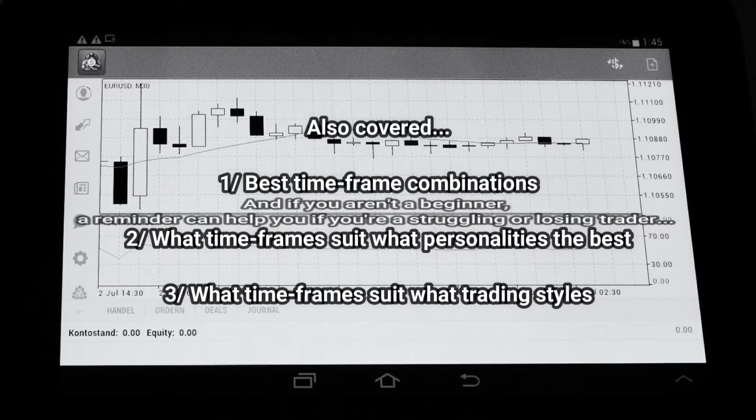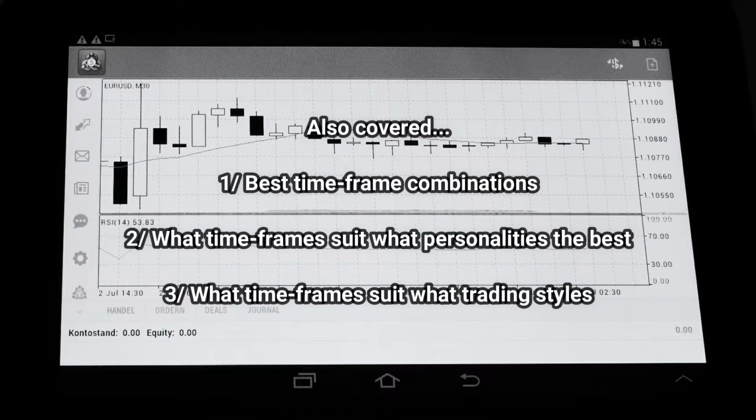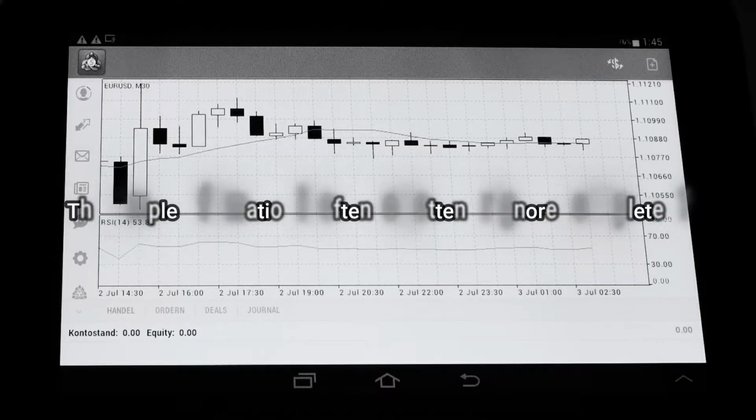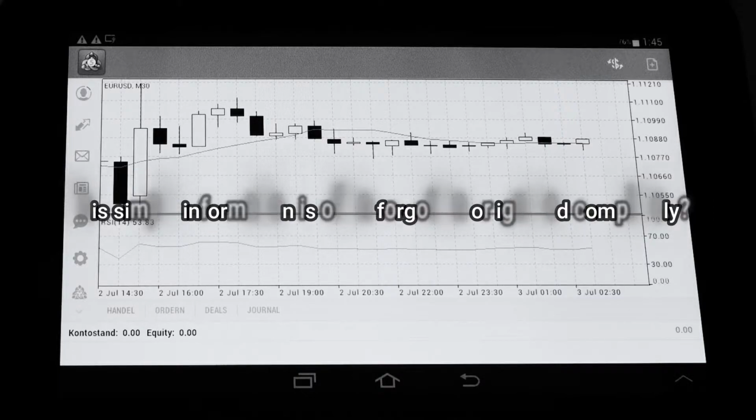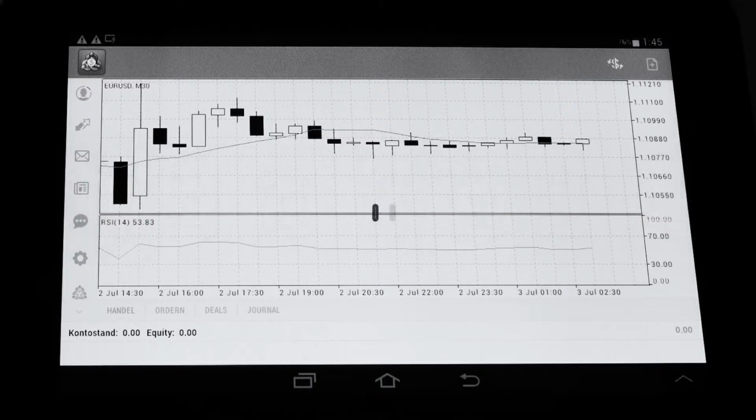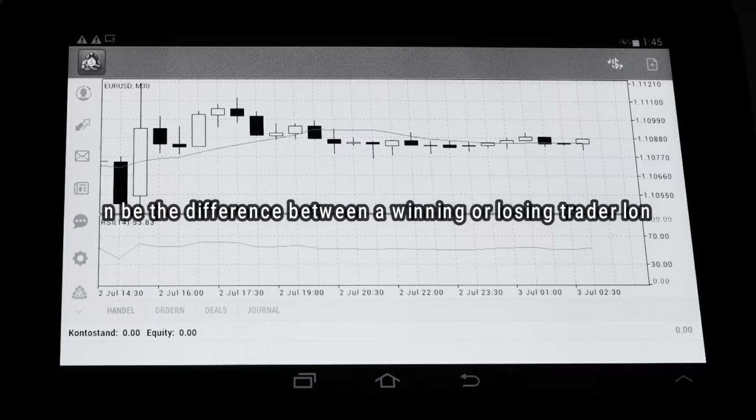I'll also be discussing the best time frame combinations, what time frames suit what personalities the best, as well as different trading styles. Now, although what I'm going to talk about here may seem very basic information to many of you, it's often forgotten or overlooked completely. And this can be the difference, in my opinion, between a winning and a losing trader in the long run.